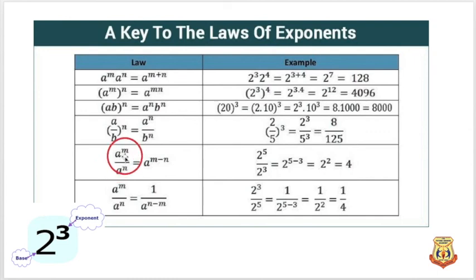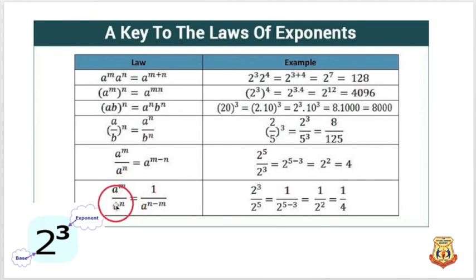Here again, a to the power m by a to the power n. See, it is a case of division. In this case, the base should be the same, a and a, in both cases. So we will write a to the power m minus n. Here also see, 2 to the power 5, 2 to the power 3. That's why the base should be the same: 2 to the power 5 minus 3. So 2 to the power 2, which is 4.